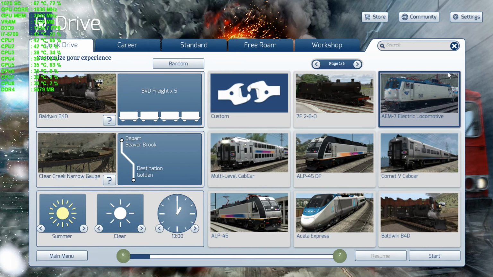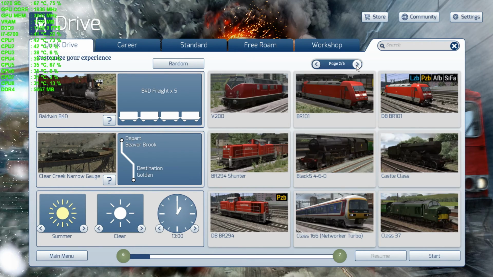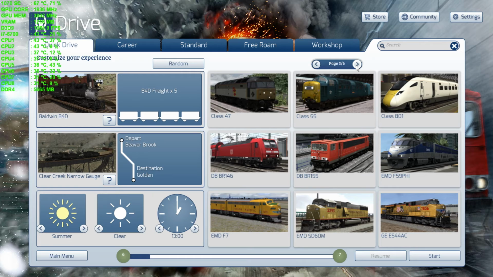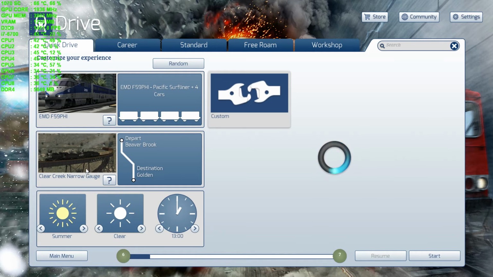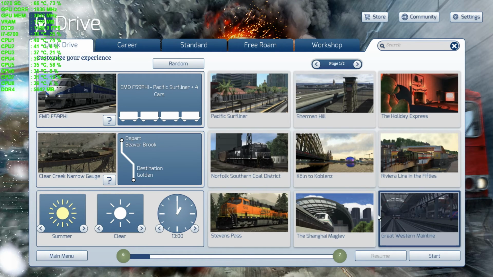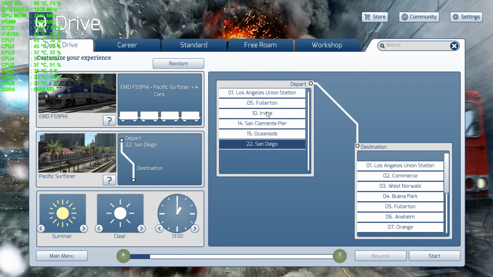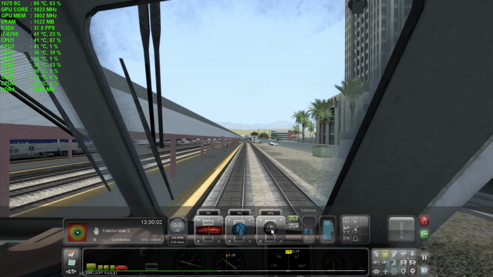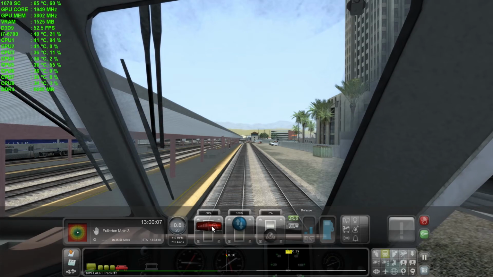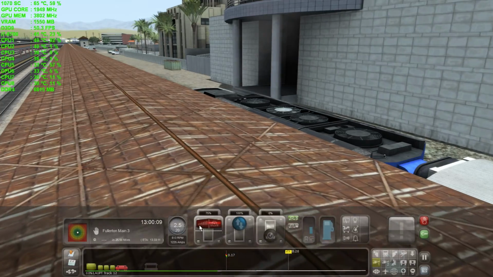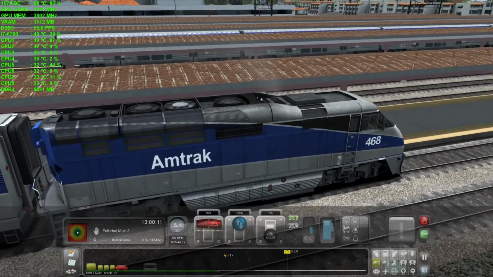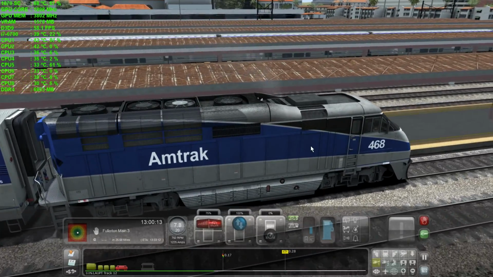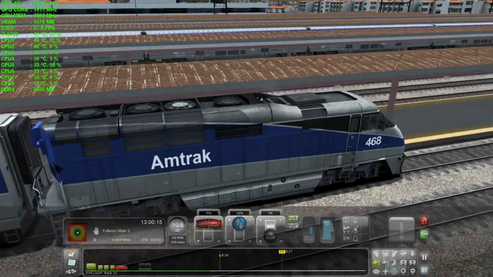Let's go with this guy on the Pacific Surfliner route. Where is it? Yeah, the Surfliner. And we'll go for Los Angeles to Fullerton. Let's check this one out. Again, graphic settings are the same. We're in the 50s. That's perfectly acceptable. High 50s. I'm happy with that.